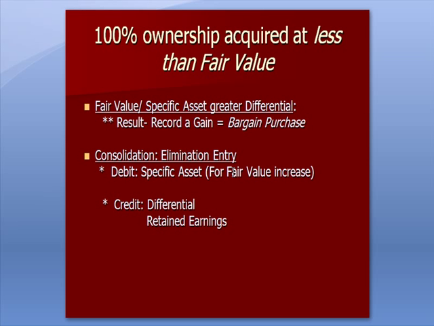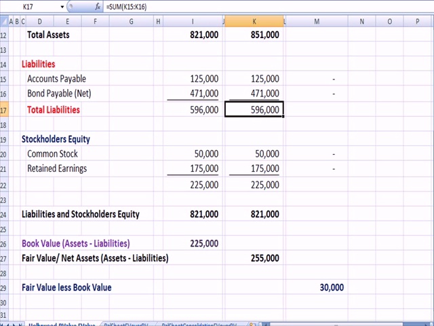So when we do our elimination entry, we're going to debit specific assets as we've seen before. Maybe land was more or less valuable. Maybe equipment was more or less valuable. We're going to credit the differential to get rid of it. And then there's going to be a credit to retained earnings, to increase retained earnings. So let's see how that works in practice.